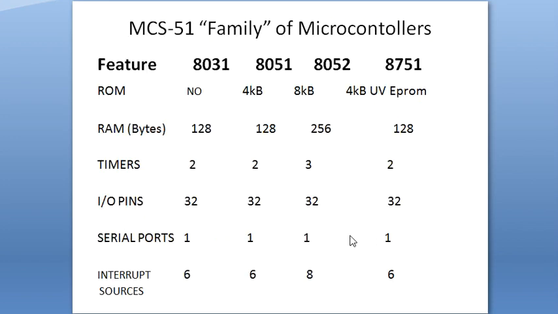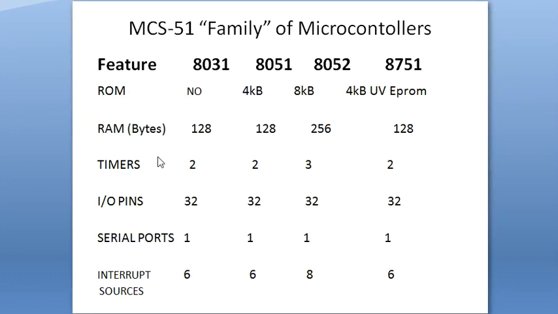Next we are going to compare some of the microcontrollers with the 8051. We are comparing the different MCS51 family controllers: 8031, 8051, 8052 and 8751. We compare with respect to ROM, RAM, timers, IO pins, serial ports and interrupt sources. In case of ROM, the 8031 has none, whereas the 8051 has 4 kilobytes, the 8052 has 8 kilobytes, and the 8751 has 4 kilobytes of EEPROM.